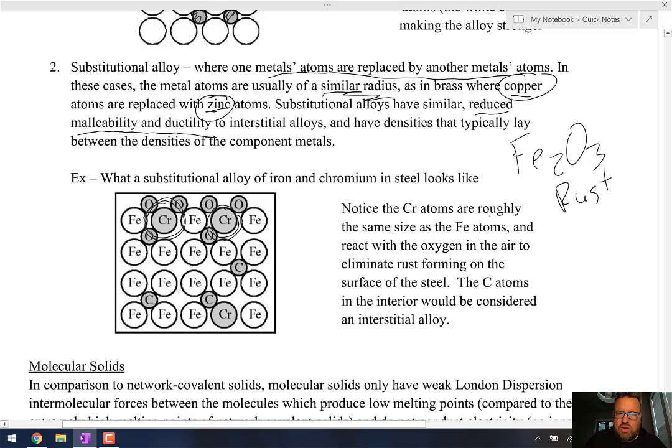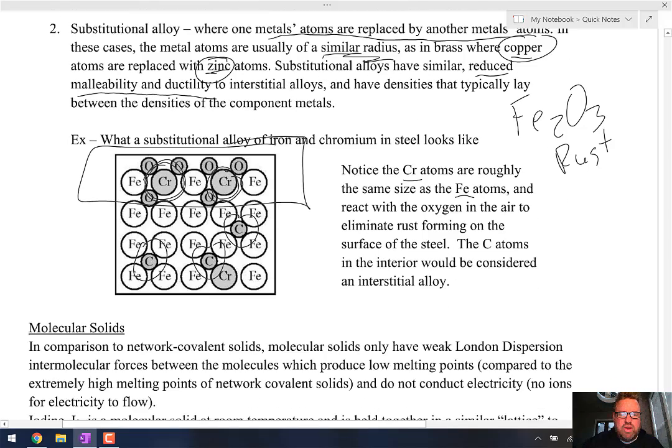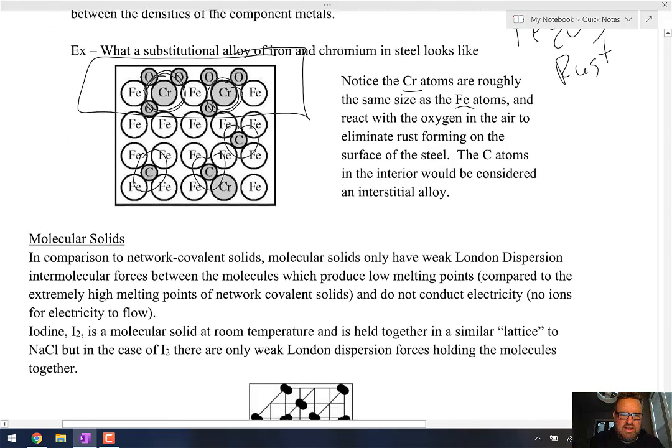So notice here that the chromium atoms are roughly the same size as the iron atoms, so that makes it a substitutional alloy. And again, they react with the oxygen in the air rather than the iron, and that eliminates rust forming on the surface of the steel. Now, notice the carbon's in here too. This one is a type of substitutional alloy on the surface of the metal, and then you've got interstitial components of the alloy inside, where the carbon is strengthening that steel.